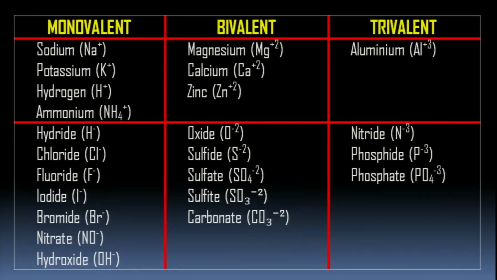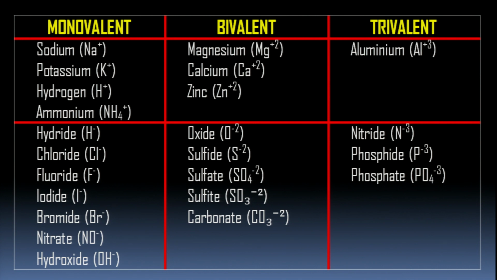Very easy, children. Before that, let us know which are the valencies of various elements. Some are monovalent, some are bivalent and some are trivalent. Monovalent means valency 1, bivalent means valency 2 and trivalent means valency 3.